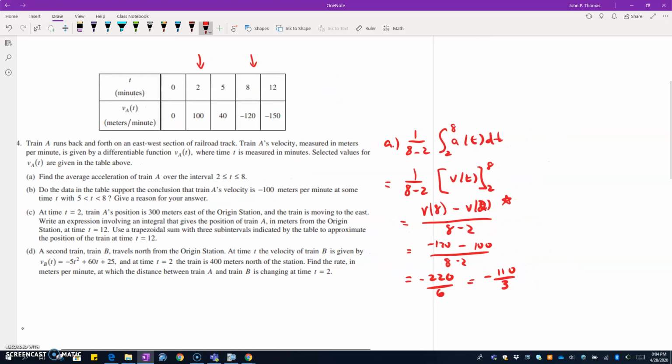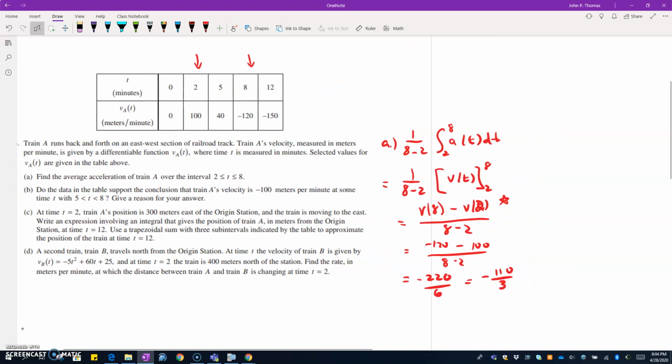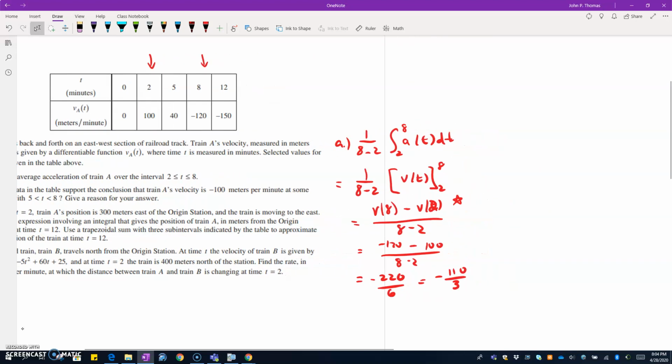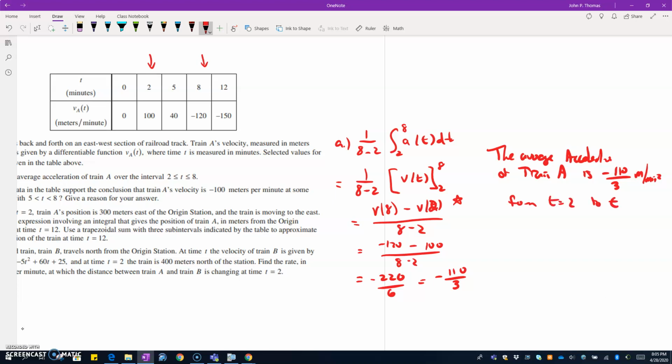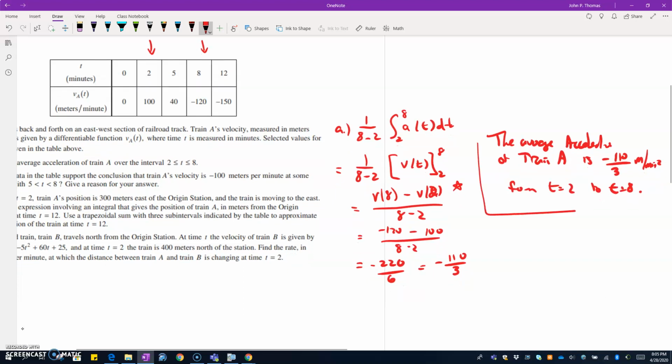All right, now we go ahead and put it in context. It asks us for the average acceleration, so we would say the average acceleration of train A is negative 110 over 3 meters per minute squared, from t equals 2 to t equals 8. And that would be the entirety of the answer for part A.